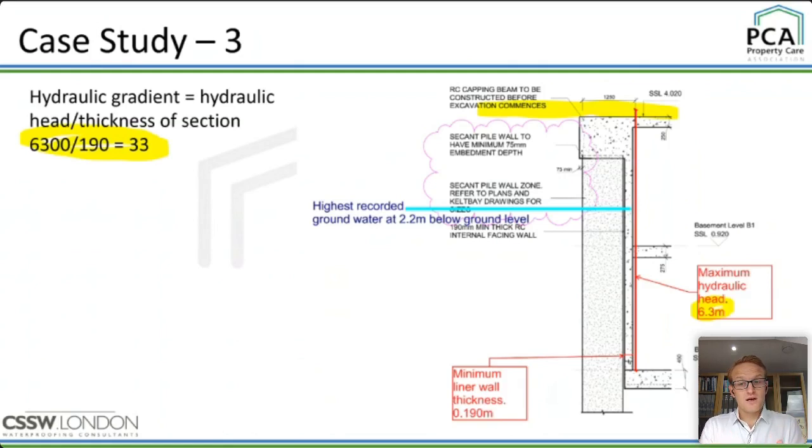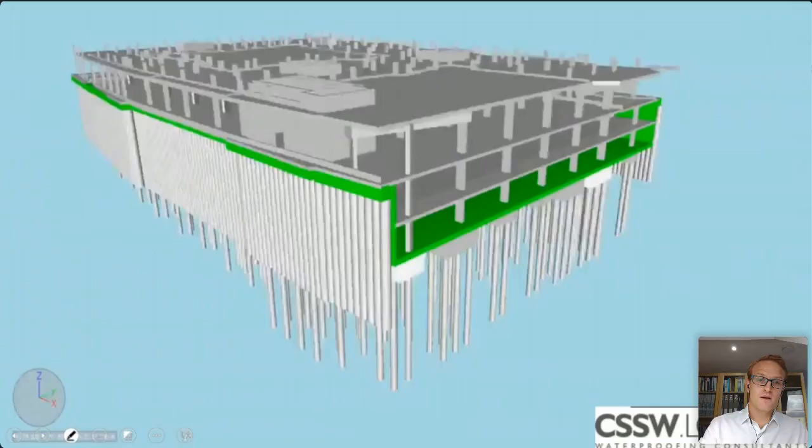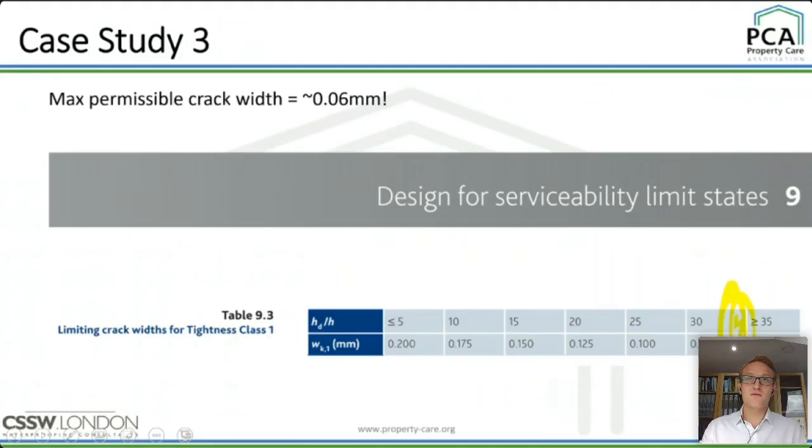That's a much thinner liner wall, isn't it? It's much thinner than 300 millimeters. But that gives us this sort of, we're at 33 hydraulic gradient, which gives us a maximum permissible crack width of 0.06 millimeters. So we're having to bring our crack width right down. And the structural engineers did some great work on that and worked very hard at pore sizes. And we used a waterproofing additive. And that meant that we were able to achieve watertight concrete with a much thinner section.